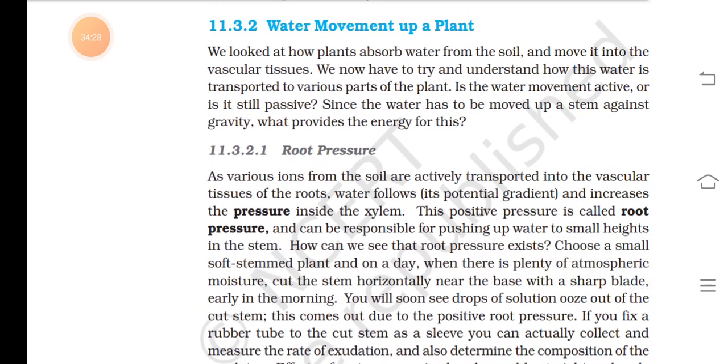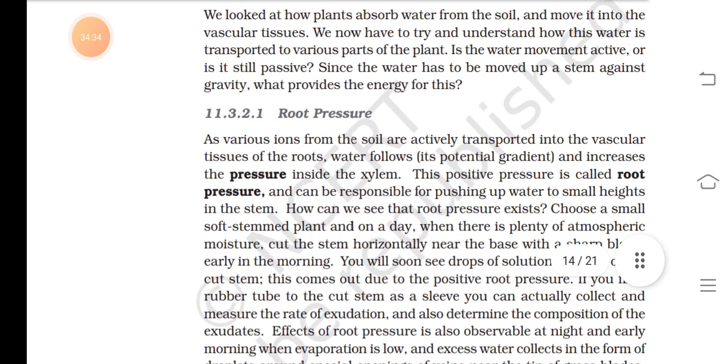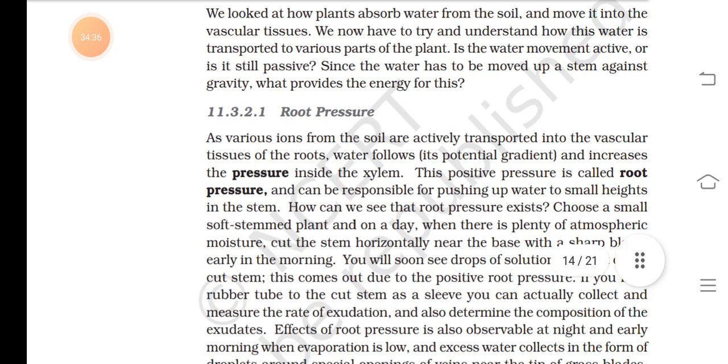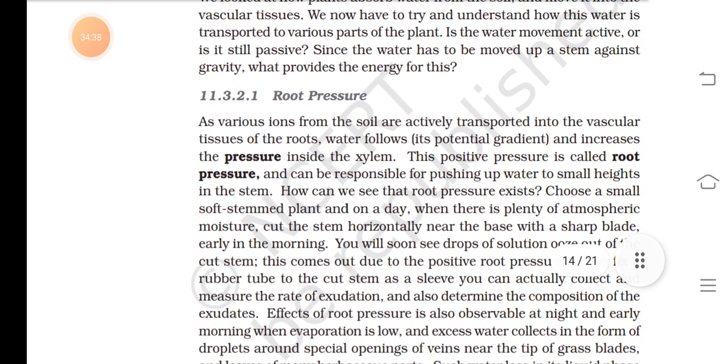11.3.2 Water movement up a plant. We looked at how plants absorb water from the soil and move it into the vascular tissue. We now have to try and understand how this water is transported to various parts of the plant. Is the water movement active or is it still passive? Since the water has to be moved up a stem against gravity, what provides the energy for this?